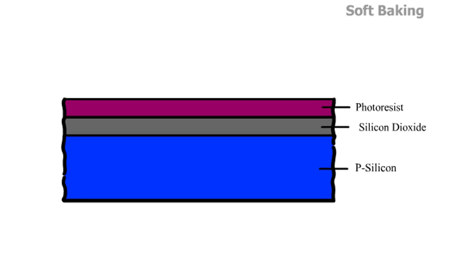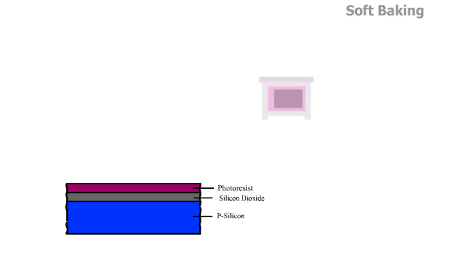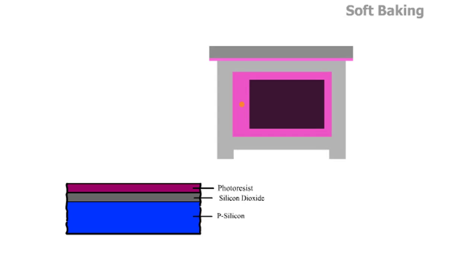Soft baking. A drying step called soft baking or pre-baking is used to improve adhesion and remove solvent from the photoresist. The photoresist coated wafer is baked in an oven at about 90 degrees Celsius for 10 to 30 minutes.